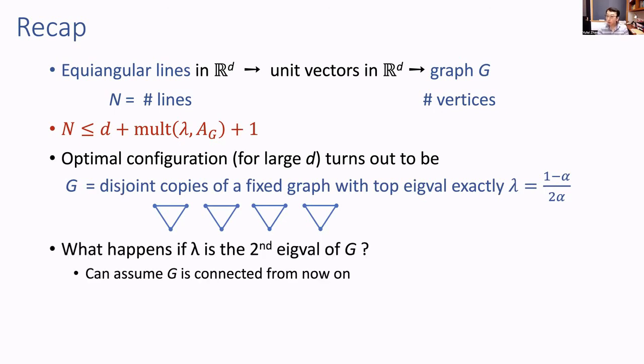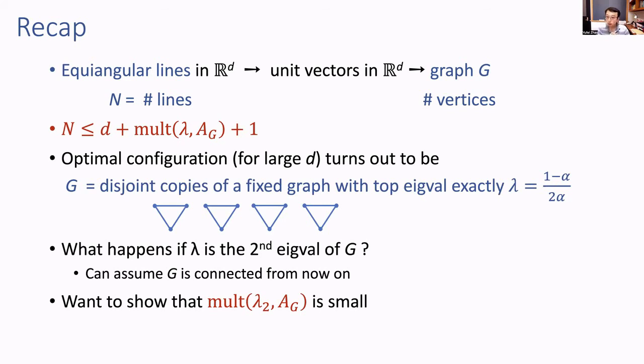The hard part of the proof is to rule out the possibility when lambda is the second largest eigenvalue of G. And we'll assume from now on that G is connected. So there's a short argument reducing to this case. And the goal is to show that the second largest eigenvalue of G occurs with small multiplicity. And that's the plan going forward. So let me pause and take some questions.